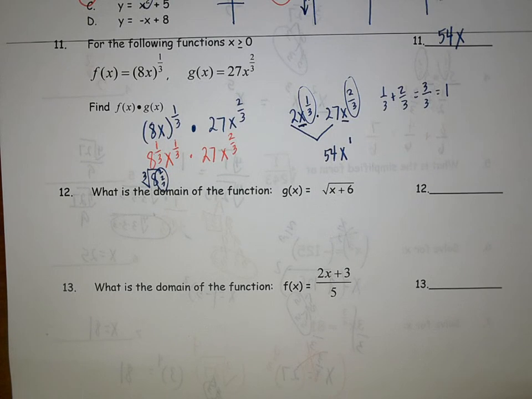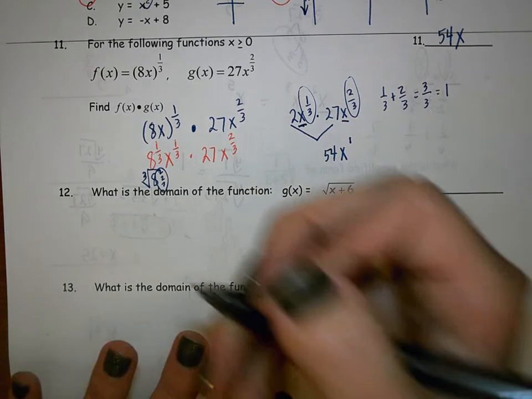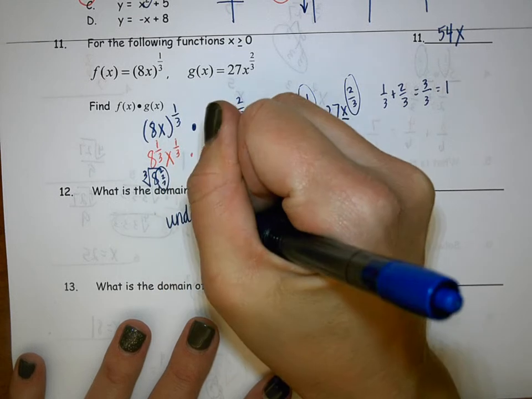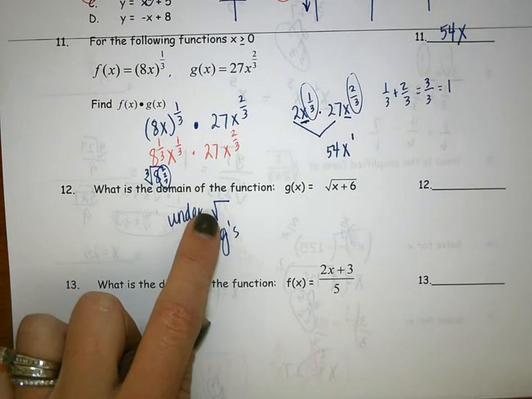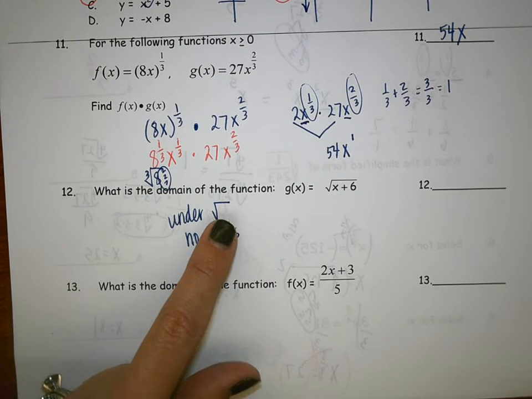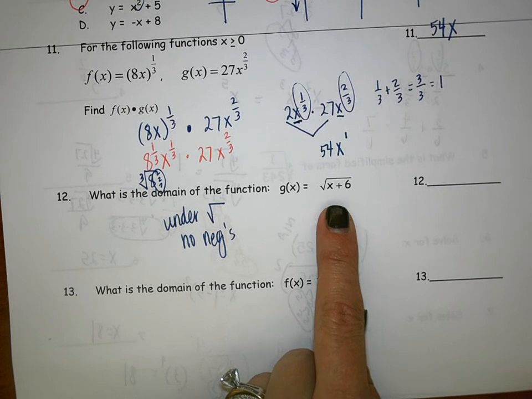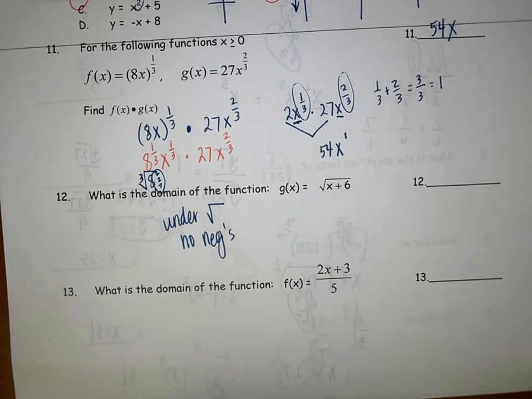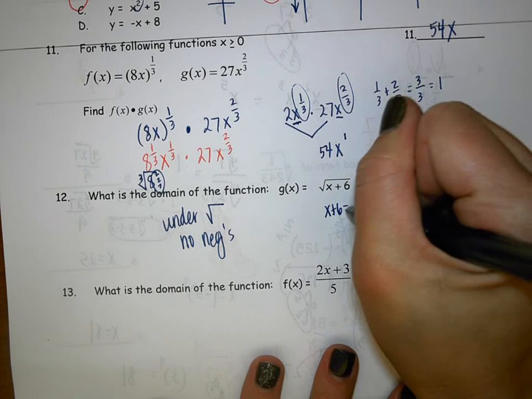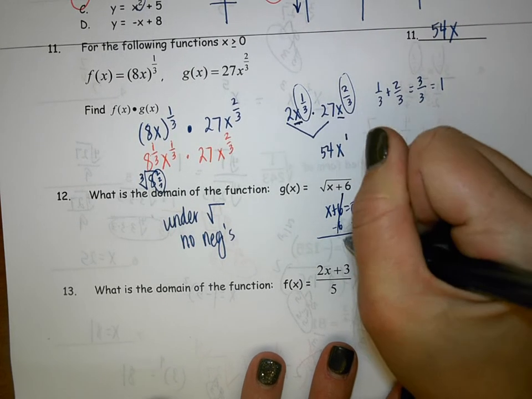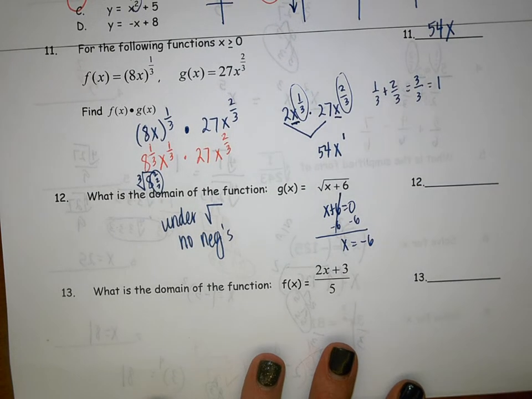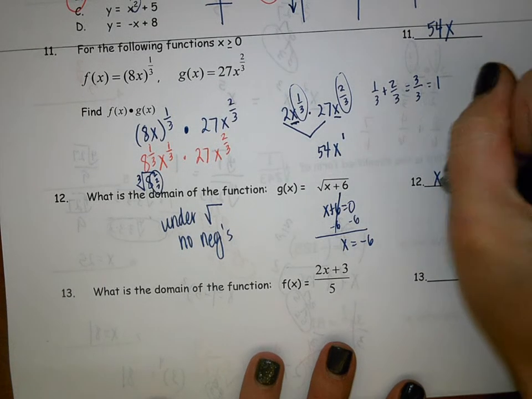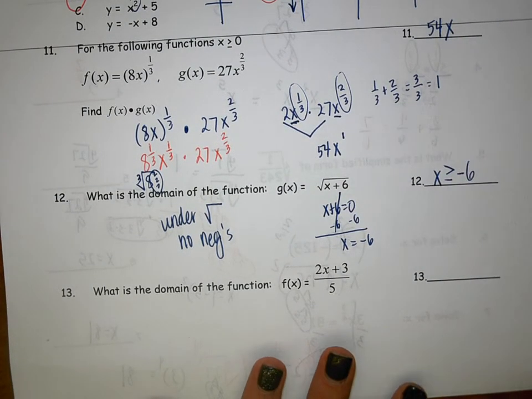12, it's asking for the domain. Remember, under square roots, I'm going to put under roots, no negatives. When you have an even root, you do not want any negatives underneath here. So your domain can only be values that will make 0 or positive. So we talked about how you would take x plus 6 equals 0, because 0 is okay, and we get x equals negative 6. So if we had negative 6 here, we'd get 0, which is fine. I can get that. Anything bigger than negative 6 would also work. So my domain is x is greater than or equal to negative 6.